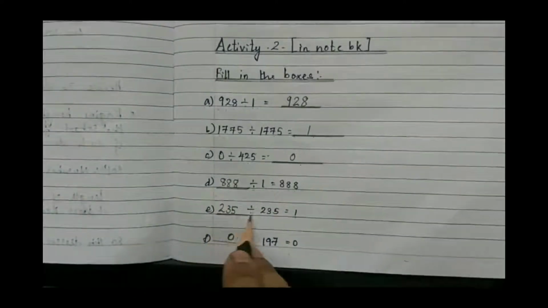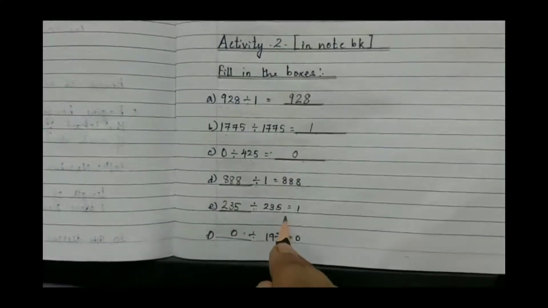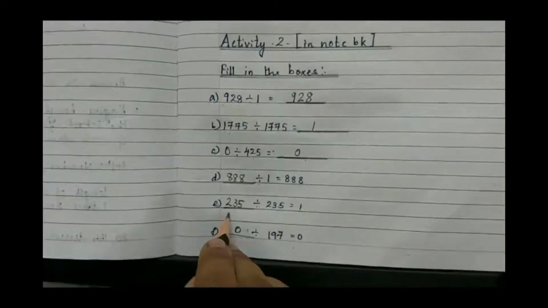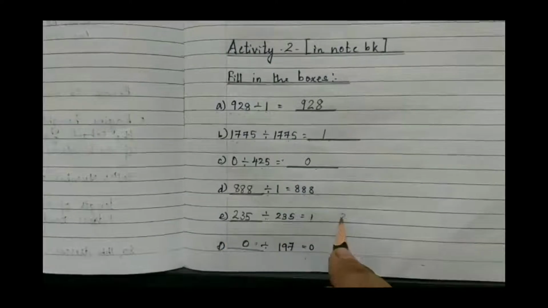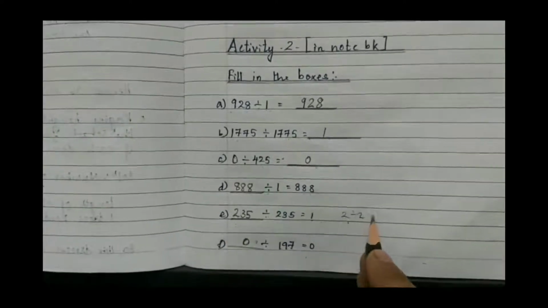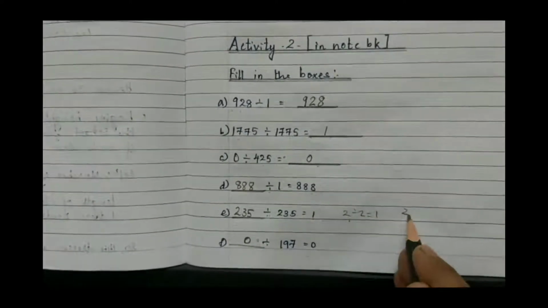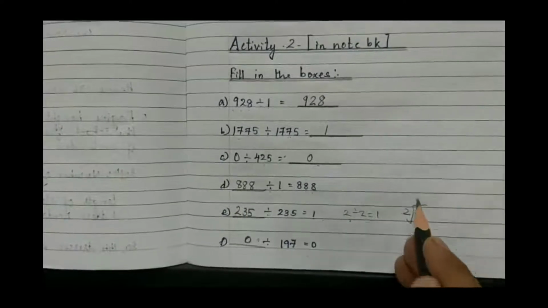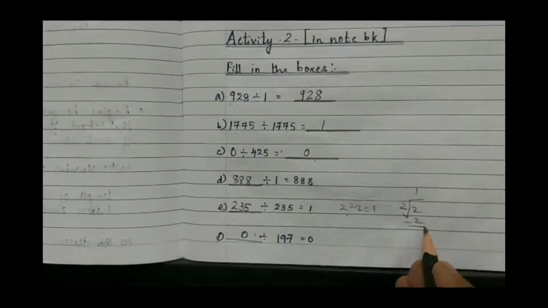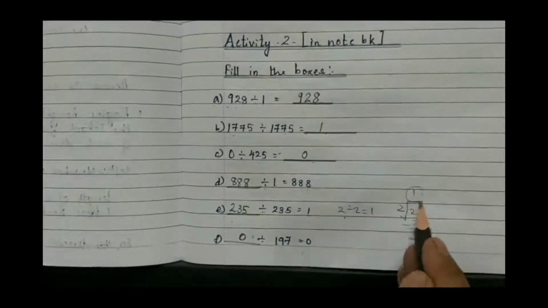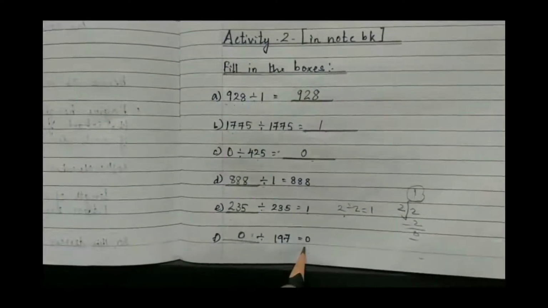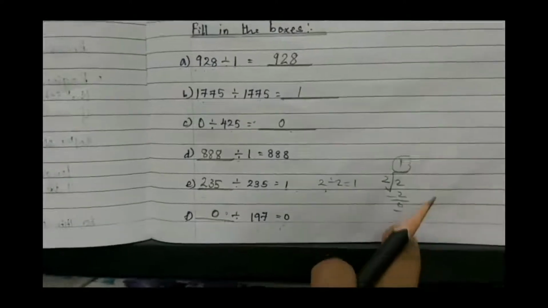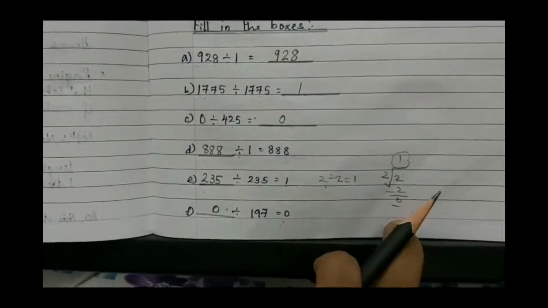E, dash divided by 235 is equal to 1. So how much will be there? 235 itself. Suppose 2 divided by 2 is equal to 1. 2 ones are 2, it will be 0. So similarly the E one. Then F, 0 divided by 197. It is not possible. It is 0 itself.